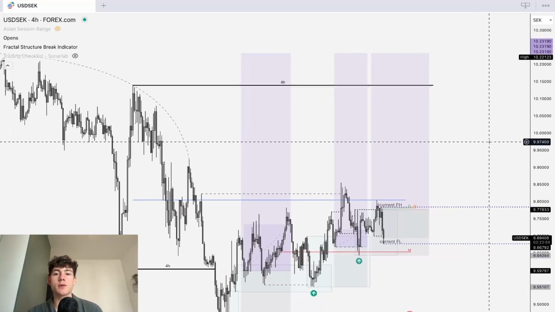So these were all the forex pairs that are just great to trade.